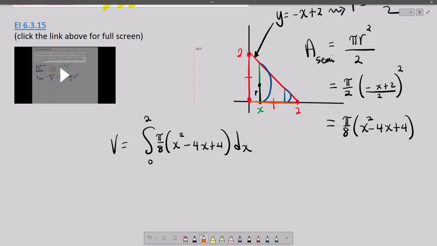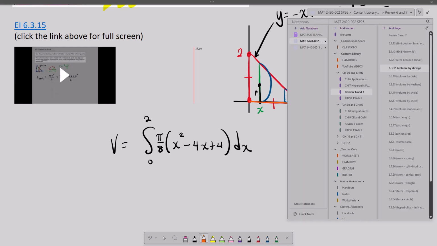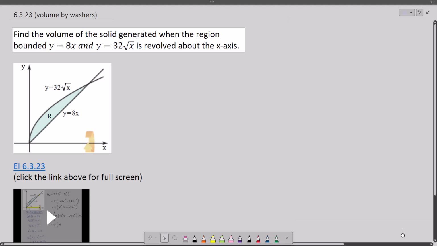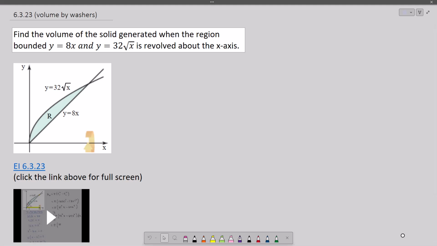So that's the generic slicing method. You're constructing the solid object by identifying geometric cross sections. Let's compare that to a washer problem, since that's just a glorified disk. A washer is really 2 disks. So find the volume of the solid generated when the region bounded by these 2 functions is revolved around the x-axis.